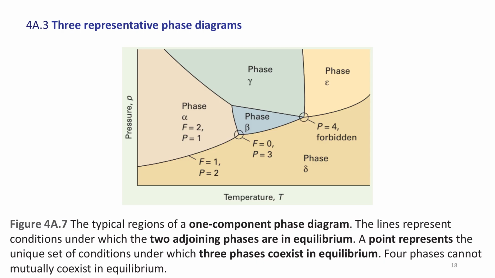The diagram also illustrates a hypothetical four-phase intersection. For a one-component system, P equal to 4 would give F equal to -1, which is physically impossible. Therefore, four phases of a pure substance cannot all coexist in stable equilibrium when only temperature and pressure are available.